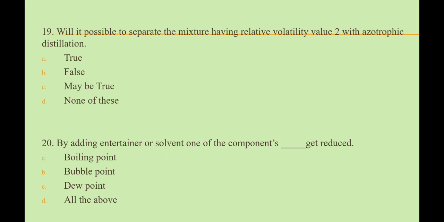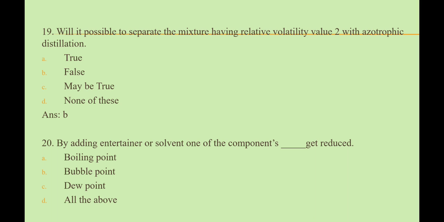Next question, will it be possible to separate the mixture having relative volatility value of 2 with azeotropic distillation? Option A, true. Option B, false. C, maybe true. D, none of this. So the correct answer is option B, that is false.